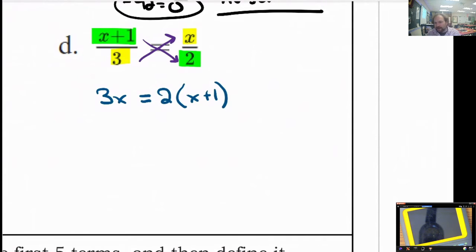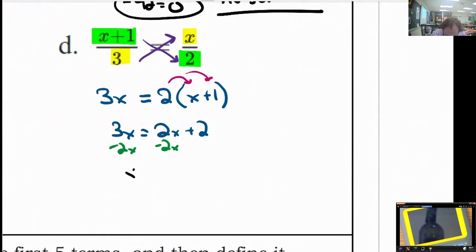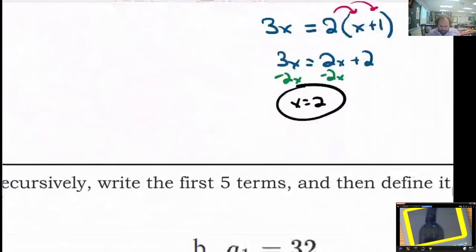You have to remember to put x plus 1 in parentheses there, though, too, because it's its own little thing. And then you can distribute the 2. You'll get 3x equals 2x plus 2. And when you subtract 2x from both sides, you'll get x equals 2, and that is the answer. Which kind of makes sense, because 2 plus 1 is 3, and 2 over 2 is also 1. So you get 3 over 3 equals 2 over 2, which is totally correct.